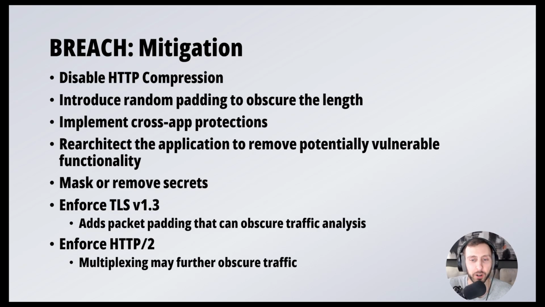The application could also be re-architected to remove potentially vulnerable functionality. In the example that we looked at, obviously the application should not be returning the user's password. If the secrets that are being returned don't really need to be viewed in that context in full, they can be masked, ideally removed. And a couple of other potential mitigations. Enforcing TLS 1.3 actually adds packet padding, which may obscure traffic analysis, and HTTP version 2 as well. In some situations, multiplexing may further obscure traffic. I wouldn't necessarily rely on this, though, and I personally haven't experimented with the impact of HTTP2 multiplexing on breach vulnerabilities.